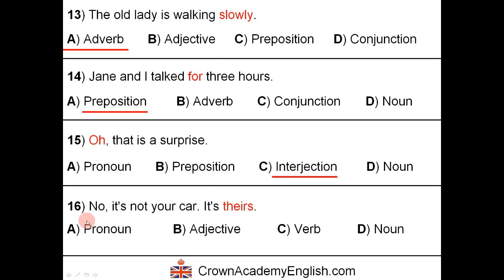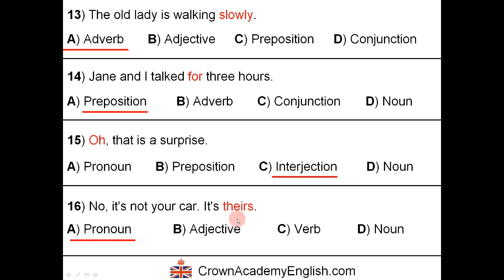Question 16, the last question. No, it's not your car, it's theirs. So what type of word is theirs? The answer is, it's a pronoun. So remember, a pronoun replaces or takes the place of a noun. So this is actually taking the place of car.